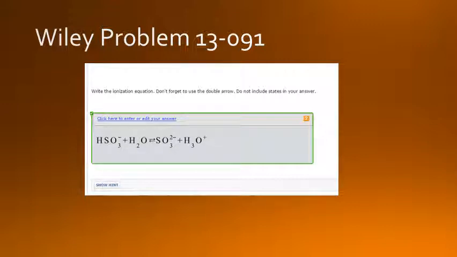Okay, bisulfite, water, double arrow, no states, going to sulfite, hydronium. The order, if you put hydronium first or second, doesn't matter, as long as you have them both. And that is correct. Okay, final part of the problem.